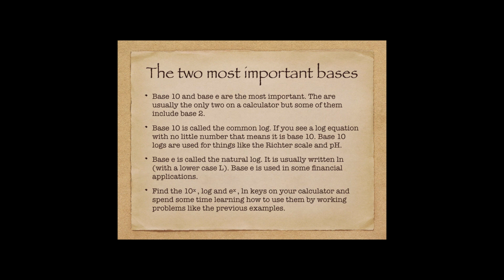There are two bases that are more important than all the others, base 10 and base e. Usually a calculator only has keys for those two. Some calculators have a base 2, most do not. We do have a change of base formula if you have some other base, where you can get from whatever that base is to base 10 or natural log base e at any time. Base 10 is called the common log. If you see a log equation with no little number next to the log, it means it's base 10. That's the default. Base 10 logs are used for the Richter scale for measuring earthquakes and pH.